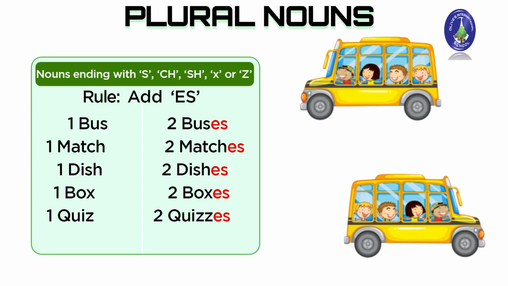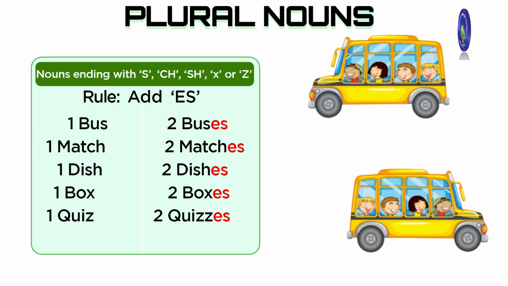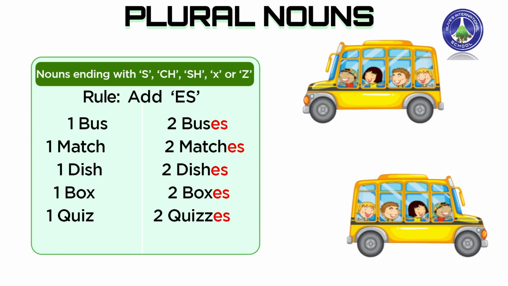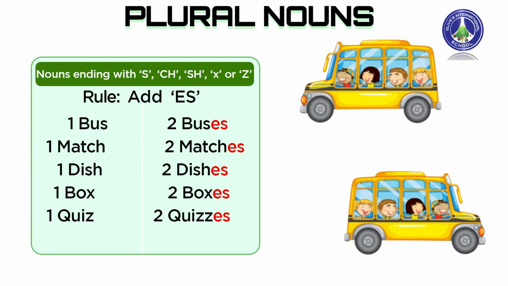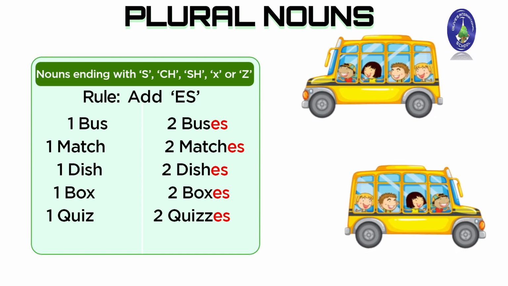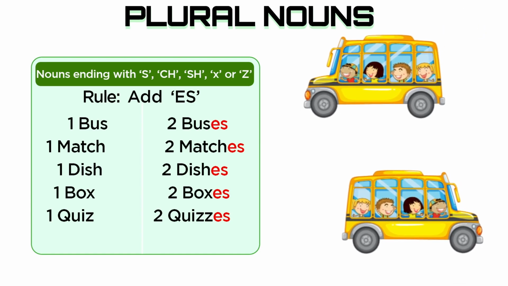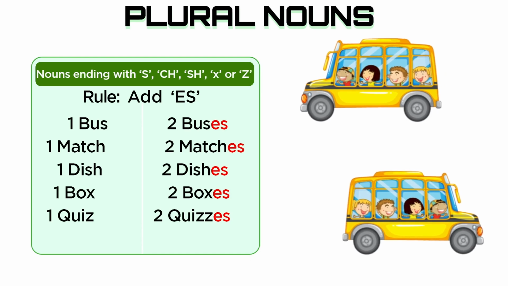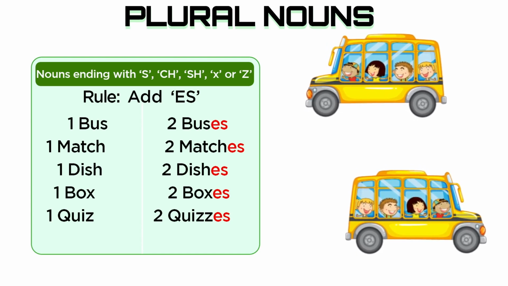When a noun ends in s, ch, sh, x, or z, we add the letters es to the end of the noun. So, one bus becomes two buses. Notice how the last syllable sounds like is: buses. We have one match and two matches, one dish and two dishes, one box and two boxes, one quiz and two quizzes.